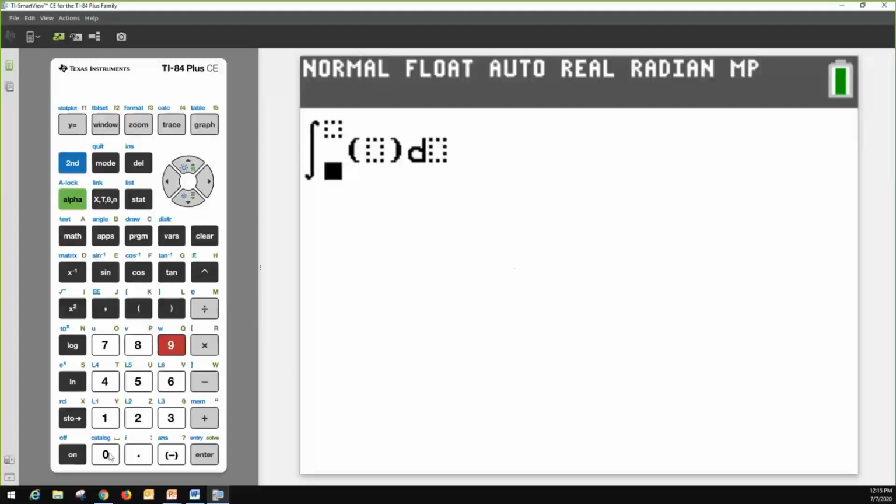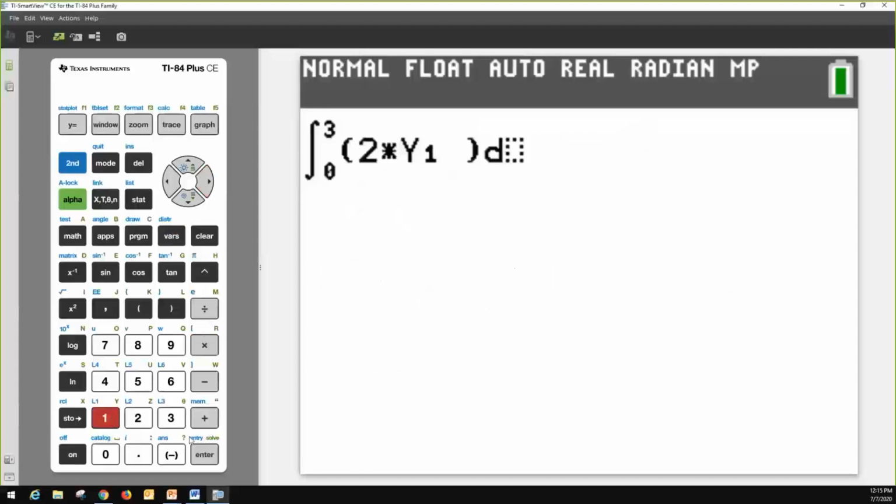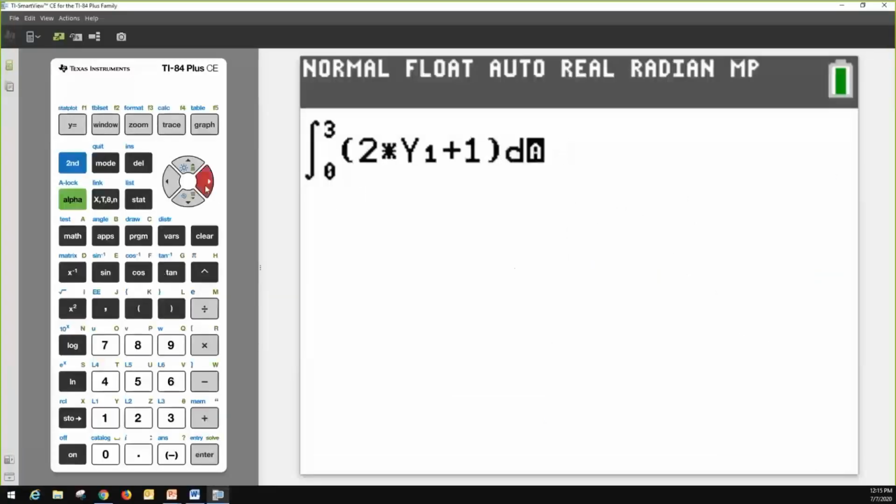And it's between 0 and 3. And I want to do 2 times that function, whatever that function is, and it was plus 1 dx. So the answer is 27.